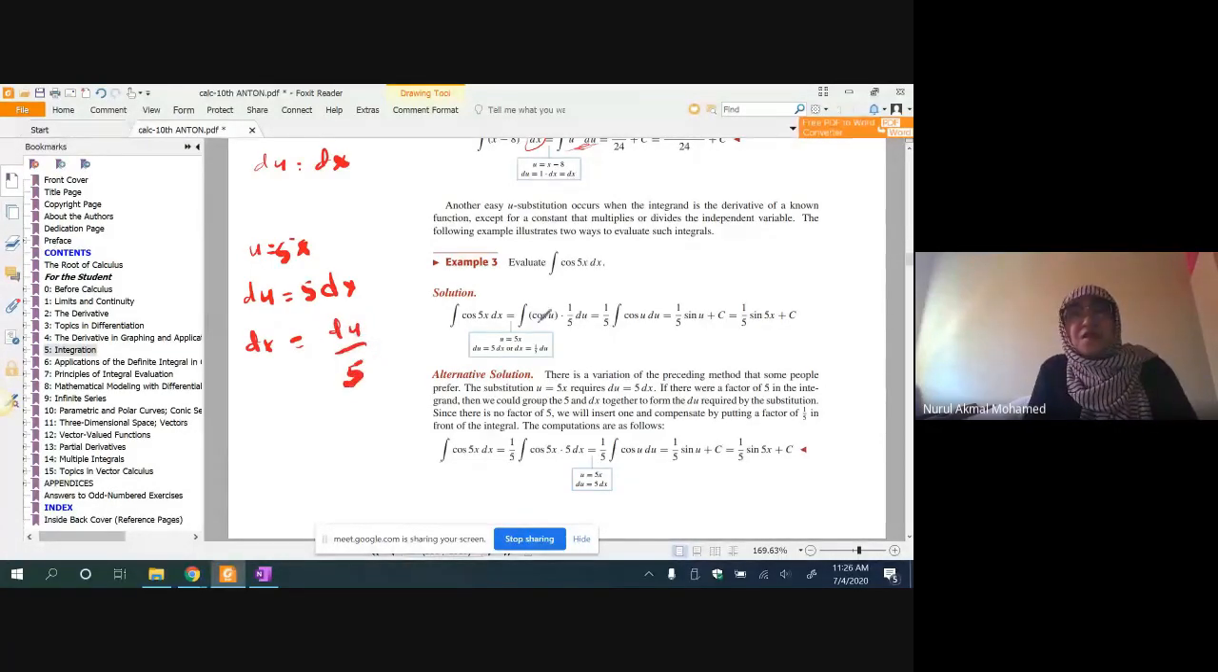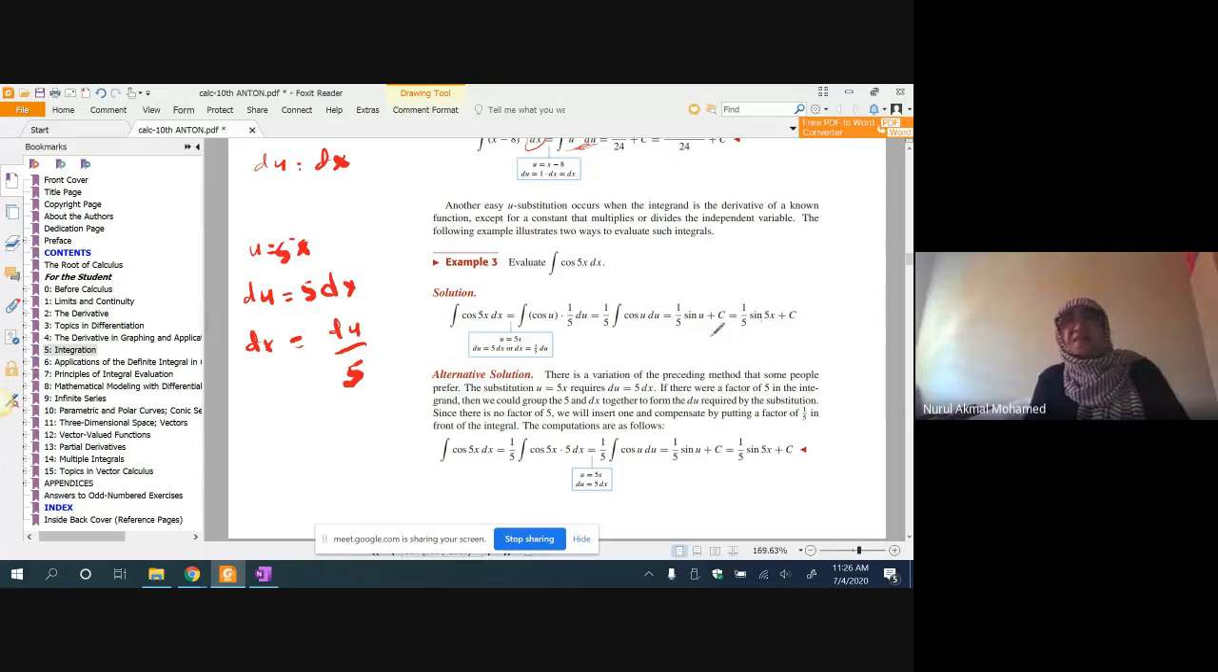So cos u multiplied with dx, which is du divided by 5. 1 over 5 is just a constant. By the previous properties, it can be taken out from the integration. That's why you have 1 over 5 outside the integration sign. Under the integration sign, it's just cos u du. You integrate cos u with respect to u, you get sine u, and then you have to add plus c.